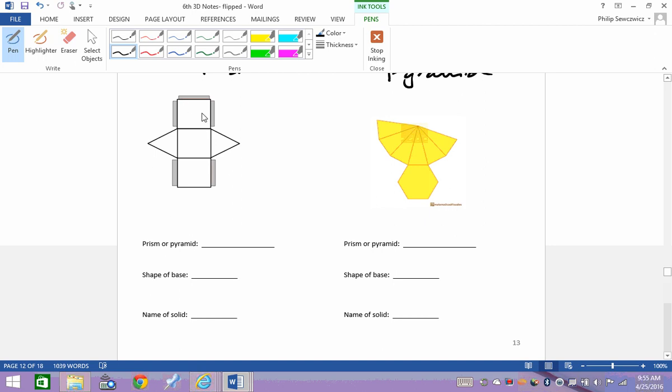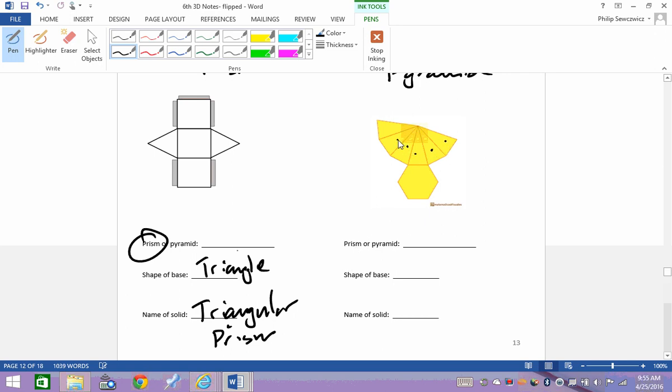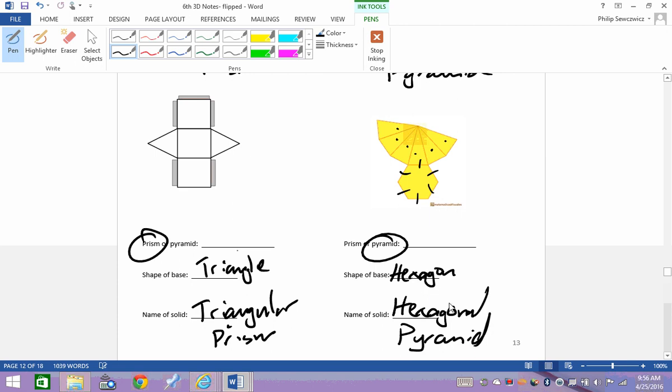Prism or pyramid? Well, I see the rectangles, so it is a prism. Shape of the base? I see two of the exact same, so it is a triangle, and that makes it a triangular prism. Next guy here, prism or pyramid? Well, I am wrapped in triangles there, so it is a pyramid. Shape of the base, there it is. One, two, three, four, five, 6 sides, so that makes it a hexagon. So that makes it all together a hexagonal pyramid. Again, we are combining those two particular ideas together.